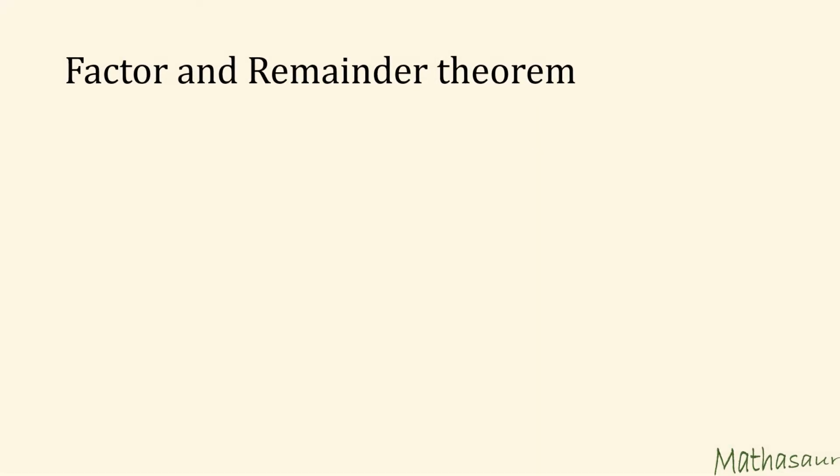Today, let us look at the factor theorem and remainder theorem of polynomials. Let us take a number 15 and divide it by 6. Now 15 is called the dividend and 6 is called the divisor. Now let us see what number we can multiply with 6 to get a number close to 15.